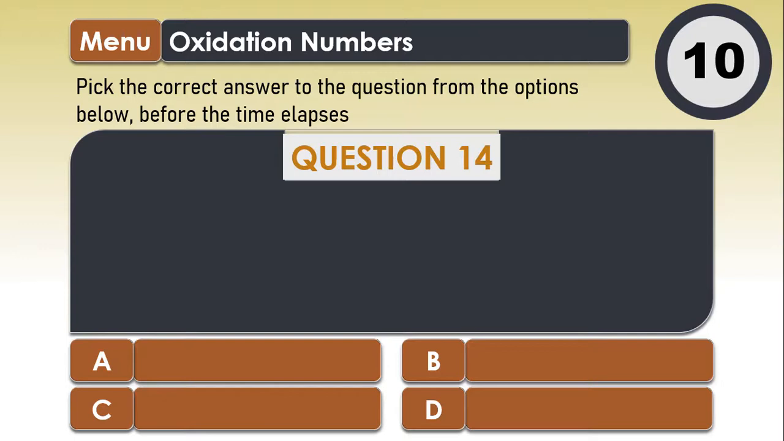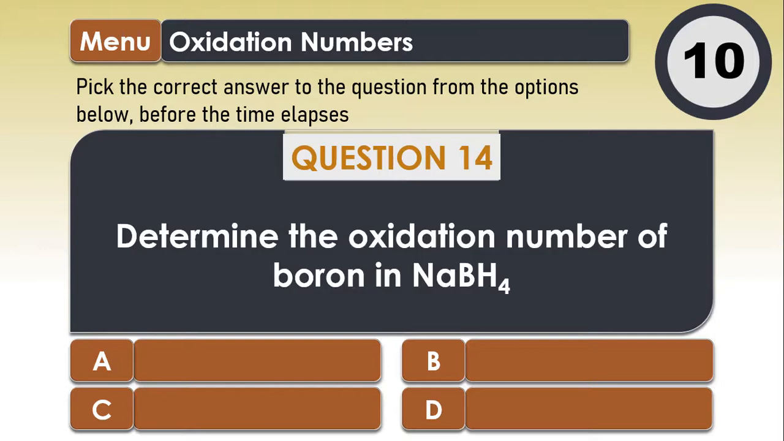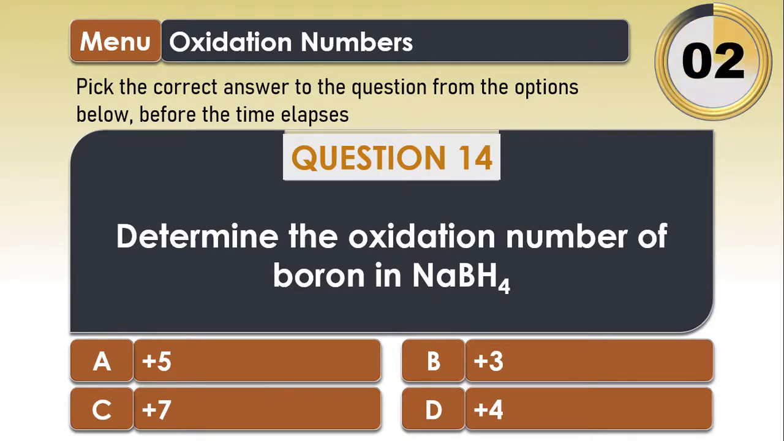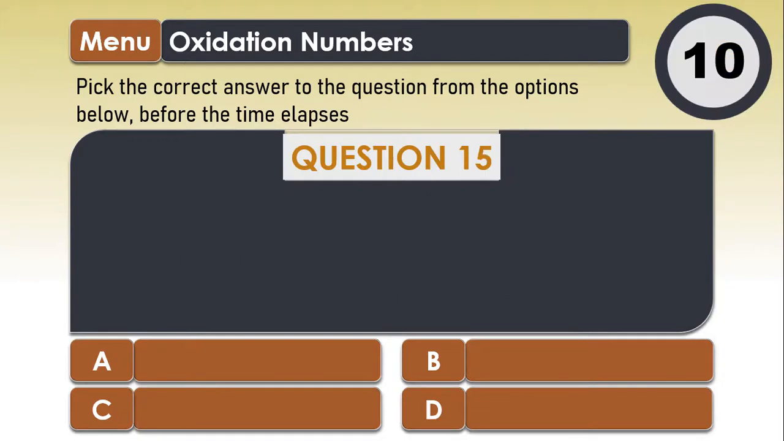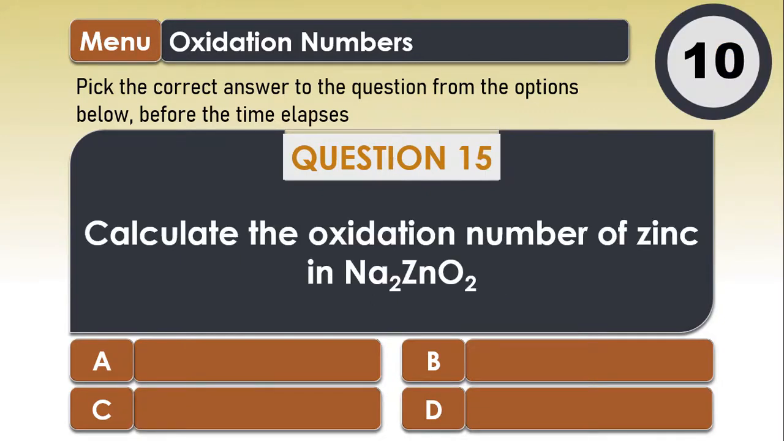Question 14. Determine the oxidation number of boron in NaBH4. A, +5, B, +3, C, +7, and D, +4. And the last question. Calculate the oxidation number of zinc in Na2ZnO2. A, 0, B, +4, C, -4, and D, +2.